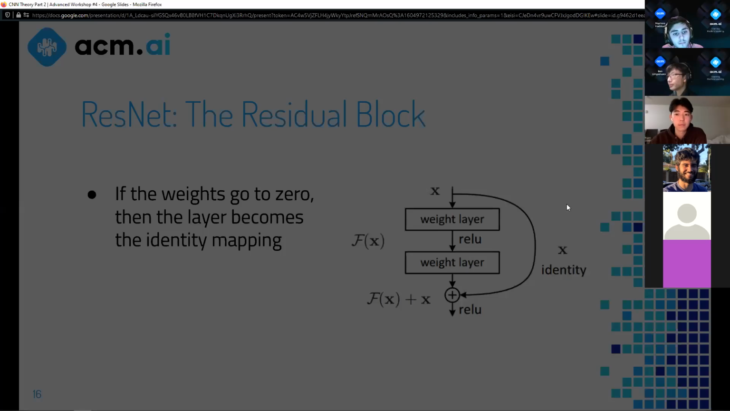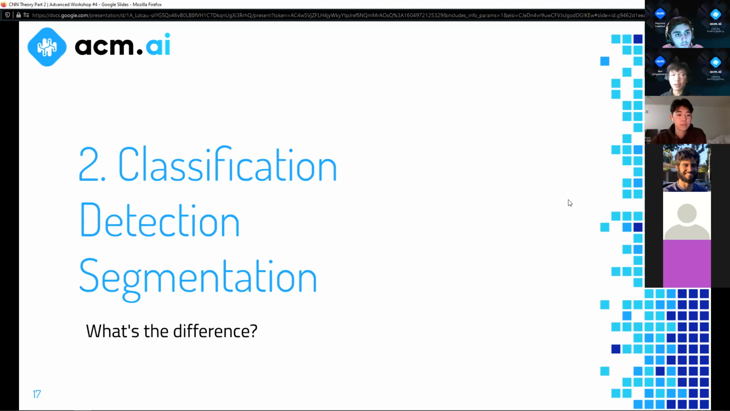Yeah. And now Justin will take it from here, talking about classification, detection, and segmentation. Sure. Ben, do you want to continue to share, or? Whatever you prefer. Yeah, sure.